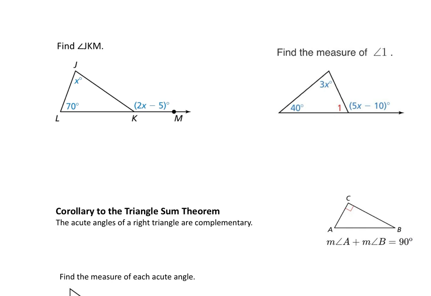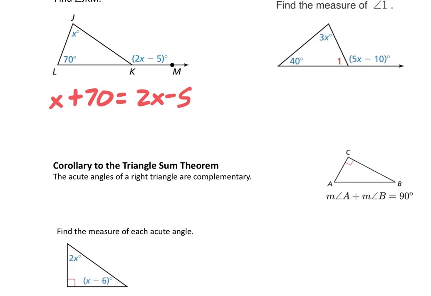So X plus 70 equals the exterior angle, which is 2X minus 5. We've got to find X first. Even though it doesn't say to find X, we have to know what X is before we can find the angle. We're going to use X to find that angle. So now it's just solving a basic old equation. We subtract X from both sides, and add 5 to the other side. We get X equals 75.